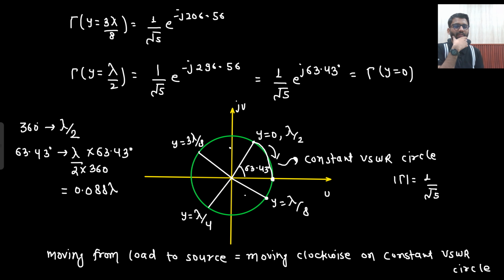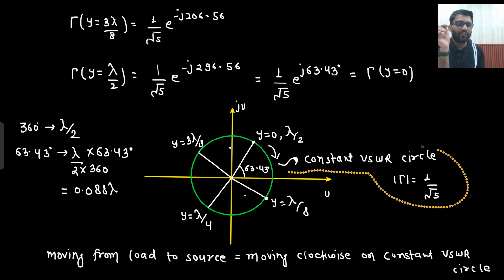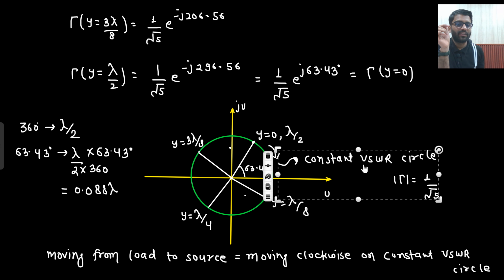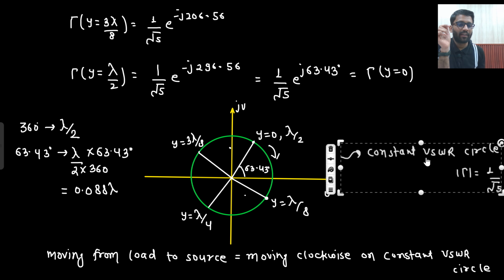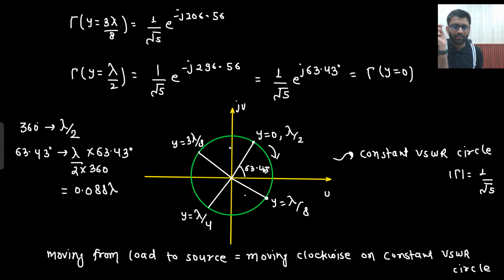Are you getting this point? What did I say? That I am at y equals 0. I need to cover this much distance. I need to cover a 63.43 degree angle on the constant VSWR circle. On this constant VSWR circle, if I am covering a distance of 63.43 degrees, then at which point am I reaching? I am reaching here. And what is this point? This is the point of Vmax, or you can say Imin.